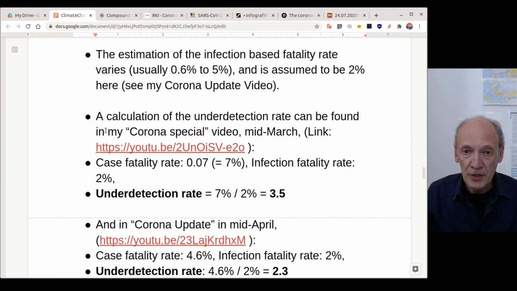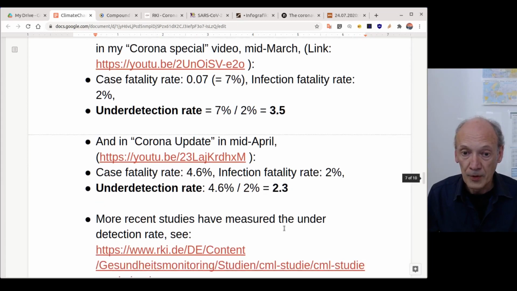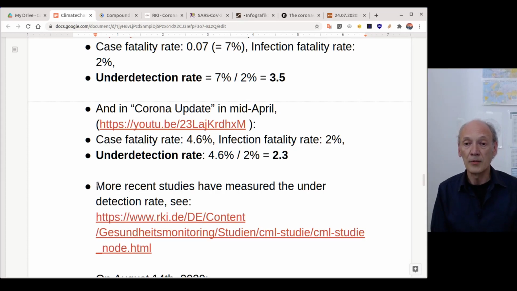Yeah, and I already did a calculation of the under-detection rate in my Corona special video in mid-March, and also one in the Corona update in mid-April. And I actually got very similar values. In mid-March I got an under-detection rate of 3.5, which means the true number of infected is 3.5 times higher than the detected one. And in mid-April it got somewhat better, probably because the tests were better, which means more widespread. And I obtained an under-detection rate of 2.3.